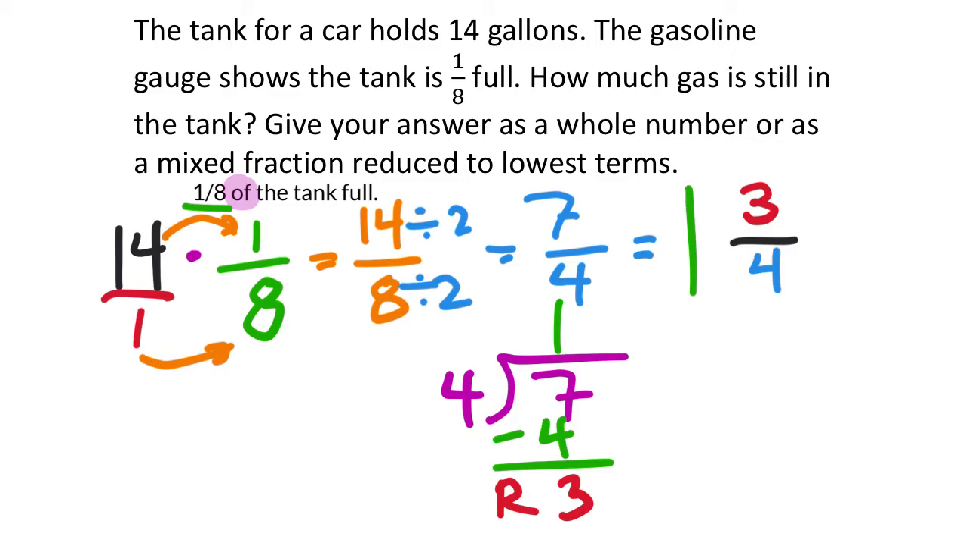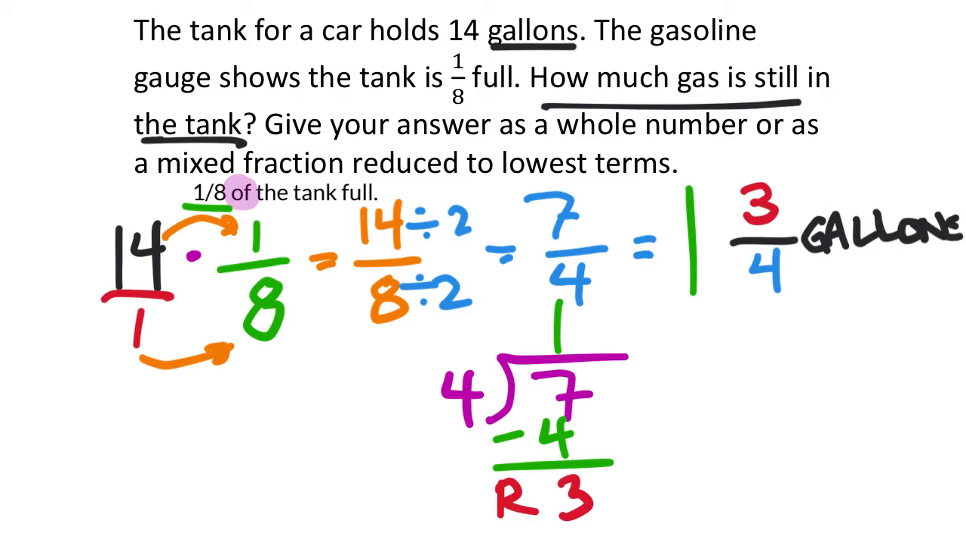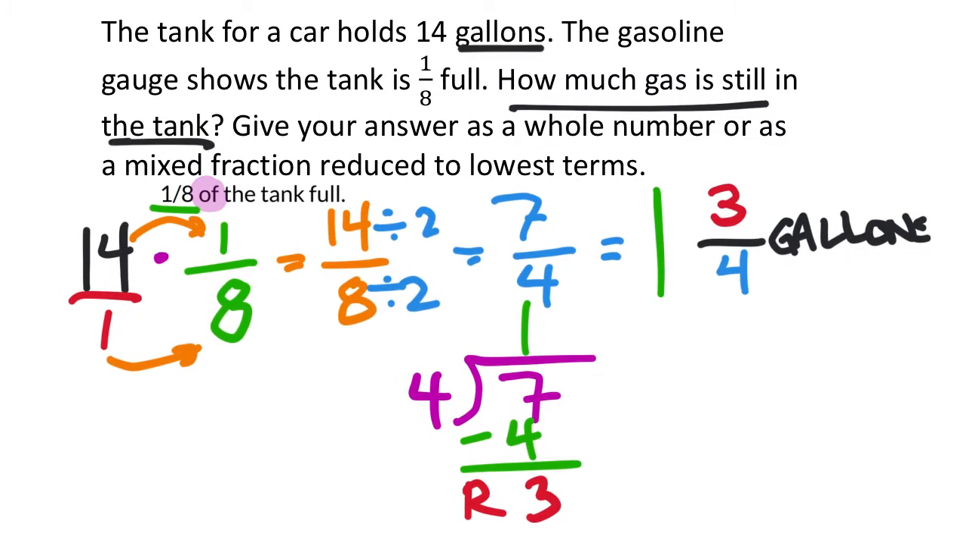But don't forget to label this, okay, because that's 3/4. It says how much gas is still in the tank, and we were talking about gas in gallons, so that's in gallons as well. 1 3/4 gallons of gas is still in the tank. So that would be the answer right there. It's a pretty good answer. That's an S. There we go.